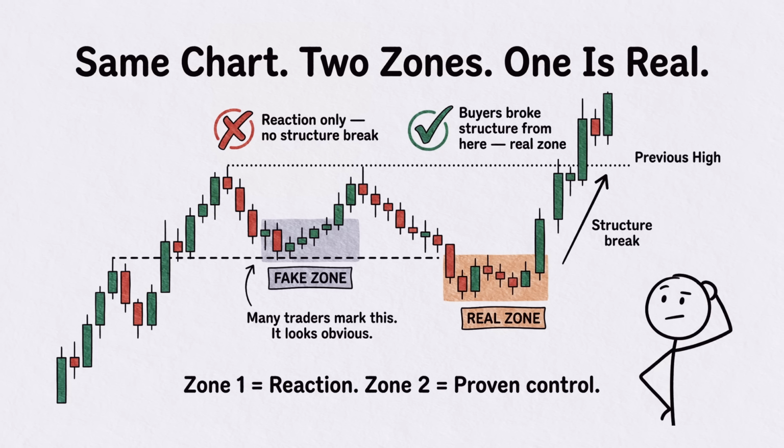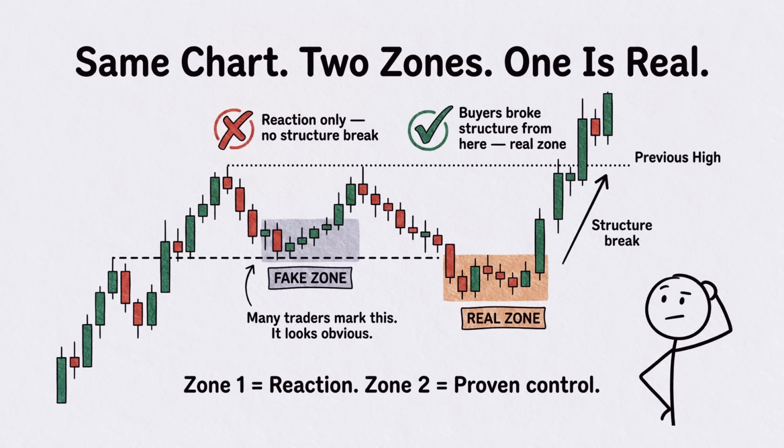Now look at this second area. Price pulled back, formed a base, then buyers stepped in with strong momentum and closed above the previous high. That is a break of structure. This area is different because buyers proved control from here. So the zone is not the entire rally. The zone is the origin, the base, before the displacement. We draw it around that base, then wait for price to come back.